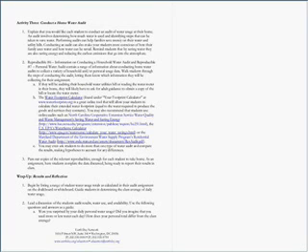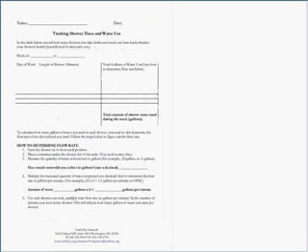So I'm going to take us to the first part, which has information on conducting a household water audit. And again, there's a couple different ways to do this.